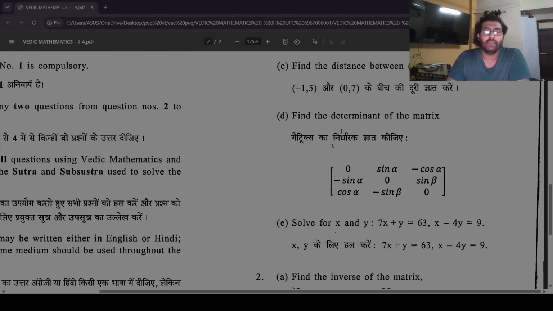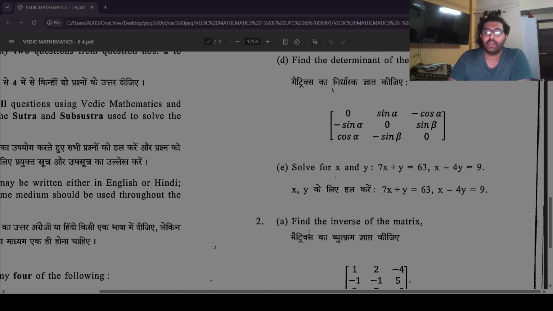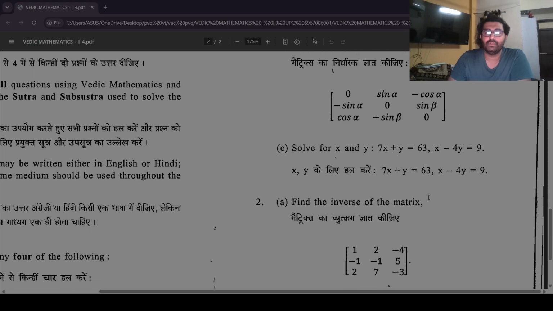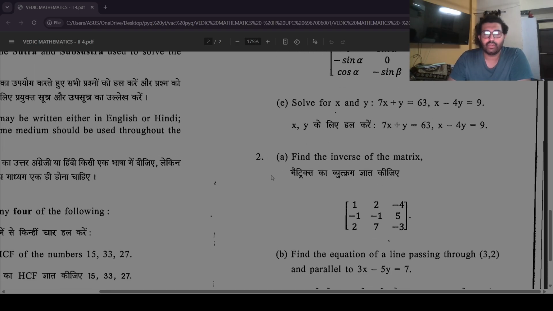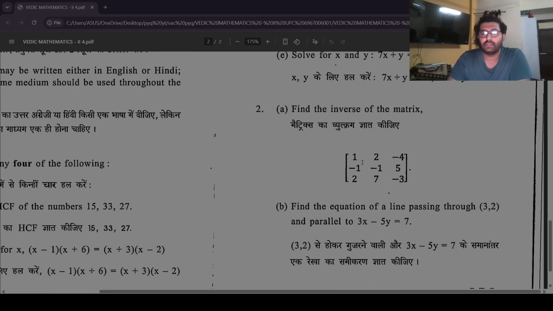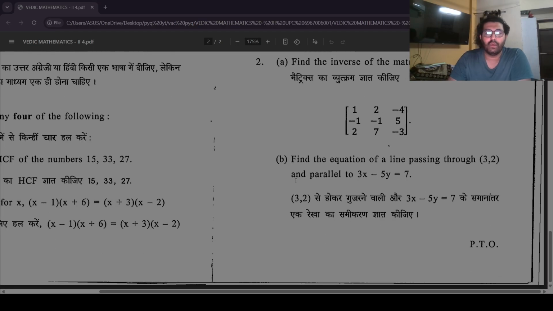Okay. D, find determinants of the matrix. Here's the matrix for. Then E part, solve for x and y. Here's the equation. Okay. Question number 2, find the inverse of the matrix. Here's the inverse matrix. Okay.